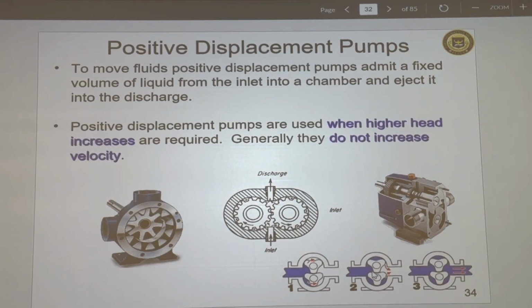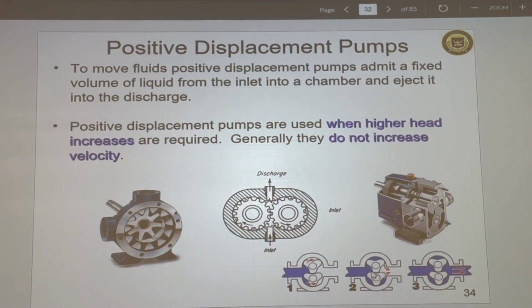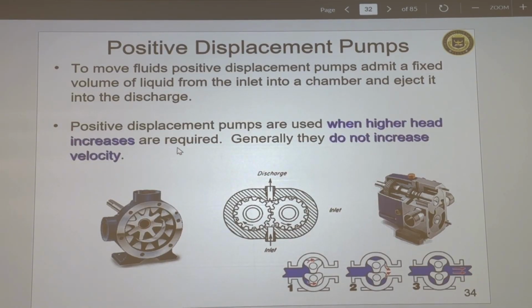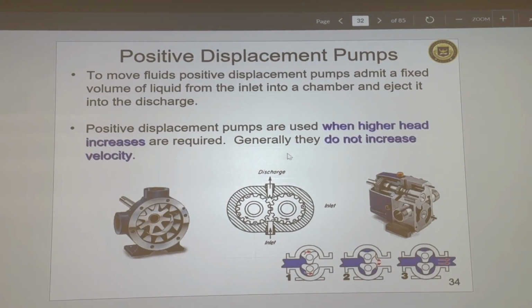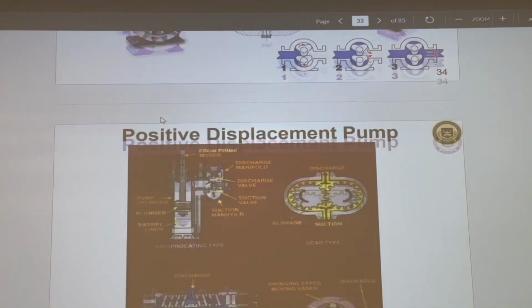Visually, you can see how they develop a high pressure system as opposed to the centrifugal pumps. When I show you the centrifugal, it makes sense why this pump has that capability. So positive displacement pumps are used when higher head, that means higher pressure increase, is required. Generally, they do not increase velocity. So you don't have a lot of volume of fluid, but you have less volume at high pressure. That's the usage.